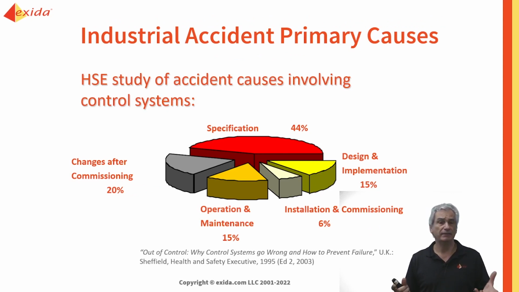The HSE study that was done in 95 and 2003 identified that 42% of accidents involving safety or control systems were the result of poor specifications. So of course, if your specification is bad, your design is going to be bad and your implementation is not going to be good either. But also interestingly, 35% occurred after installation and commissioning, so during operation. And these are all characterized as being systematic.